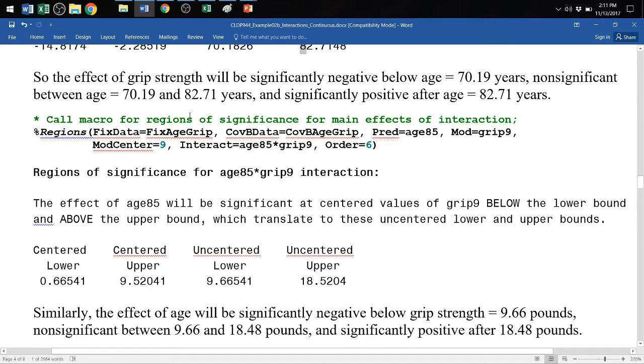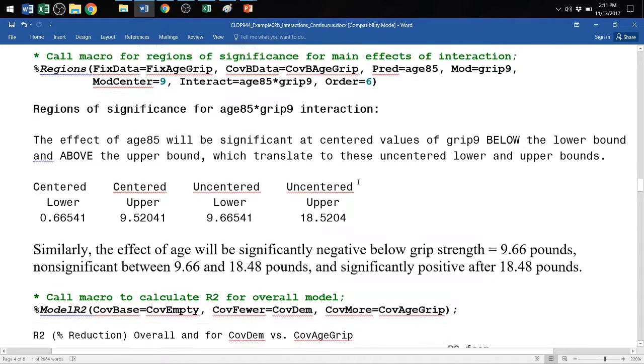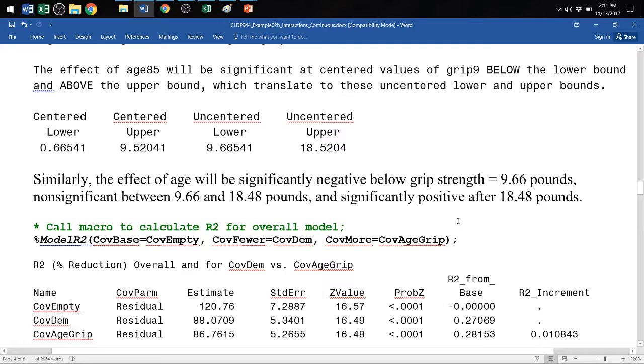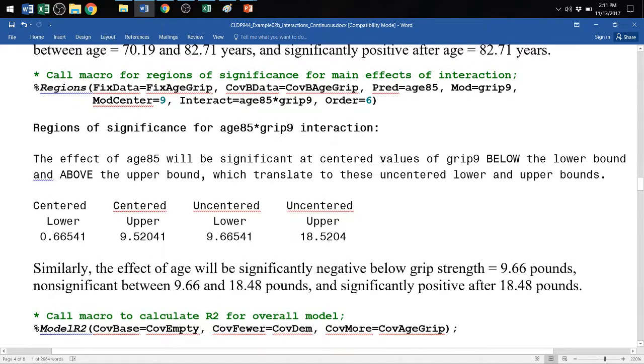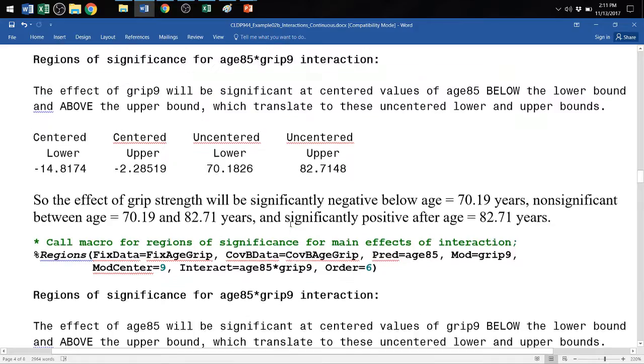Likewise, if I go the other way, I can talk about the predictor being age and the moderator being grip strength. And I come up with grip strength of 9 and 18 as my cutoffs for when age matters.